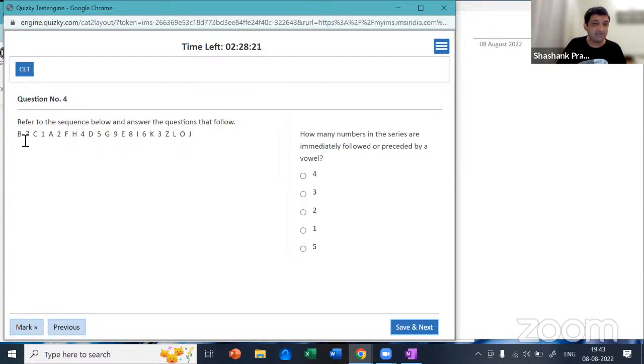Okay, numbers. So 7 BC, not vowels. 1 A, yes. 2 A, yes. 4, nothing. 5, nothing. 9, yes. 8, yes. 6, yes. There is an I. 3, nothing. So 5 I think should be the answer.